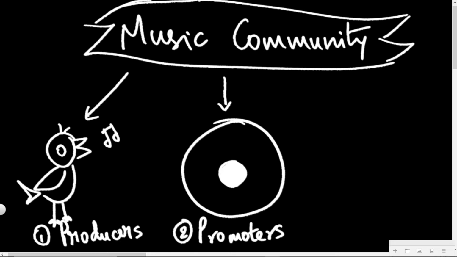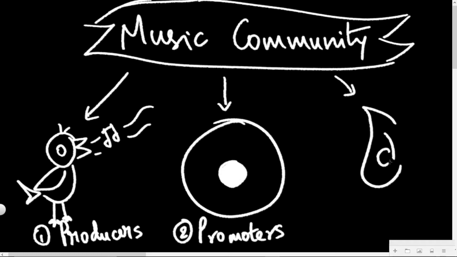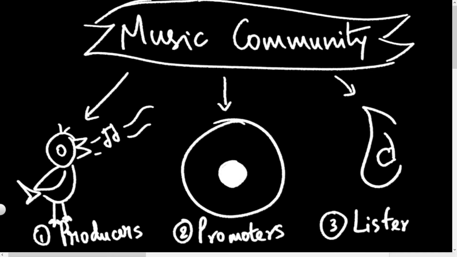So the first one is the producers who make the music, and the second one is the promoter, and the third component is the fans or the listeners who listen to the music produced by all these people. And what better of a listener than just ears? So yeah, that's the listeners, and this is our third component. If you are in the music community, you fall into one of these categories. And if there's anything else which is outside of this category, that probably fits into one of these. We'll talk about that.